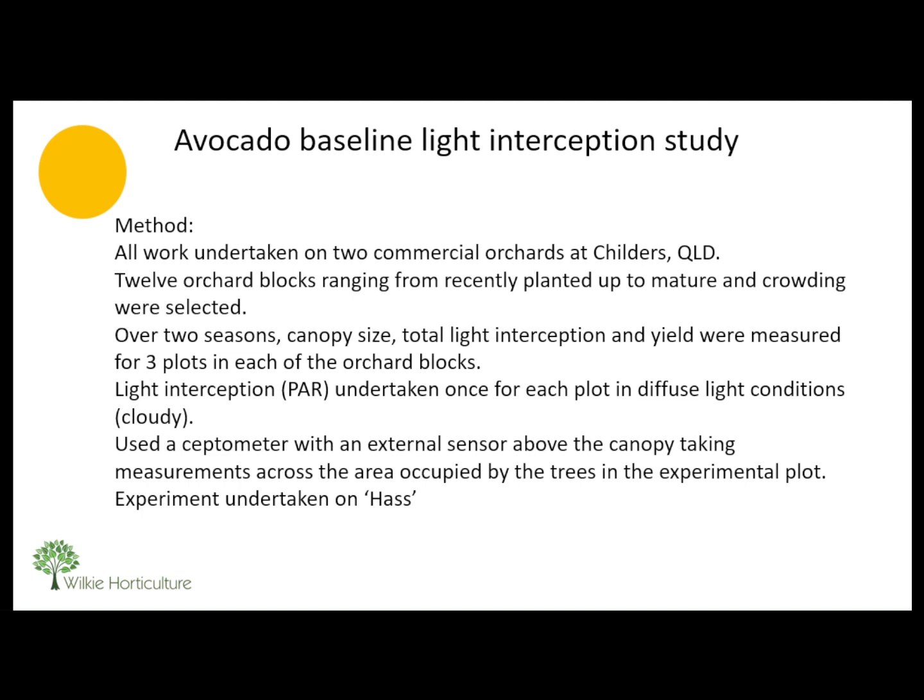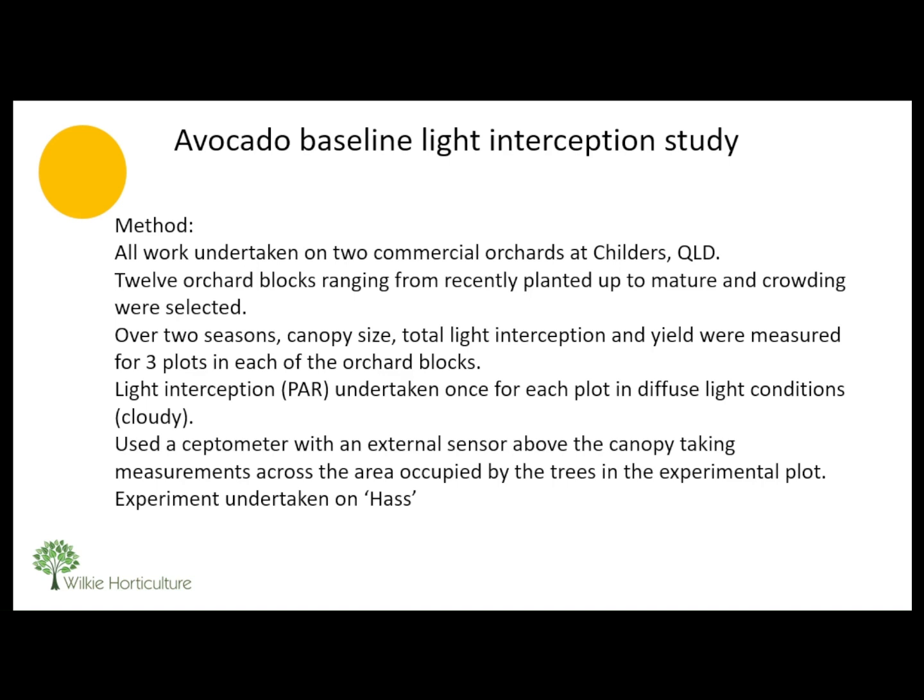So I'll now move on to talk about our avocado baseline light interception study, which we did in Bundaberg about 10 years ago. So the purpose of this was, as I said, across a range of tree crops over many years, total light interception has been demonstrated to be a strong driver of yield. We wanted to investigate these relationships for avocado. It was a relatively simple thing that had just never been done for avocado.